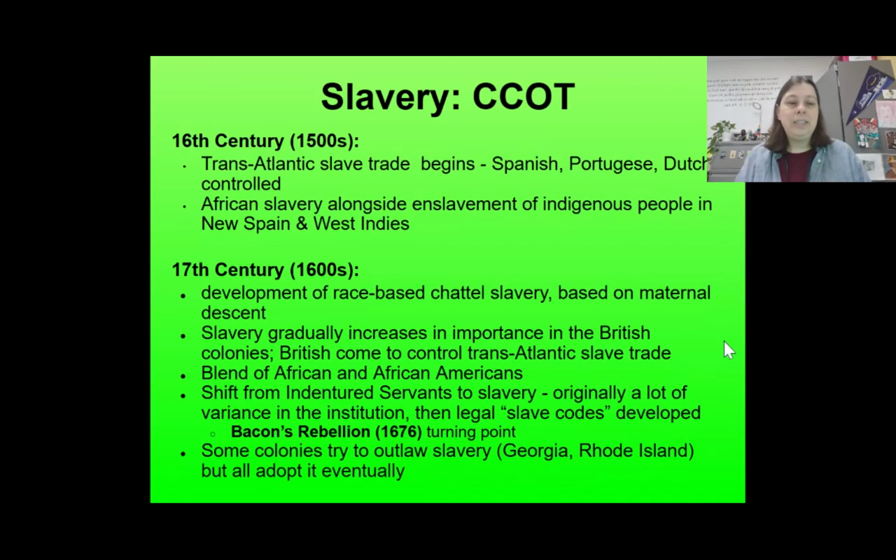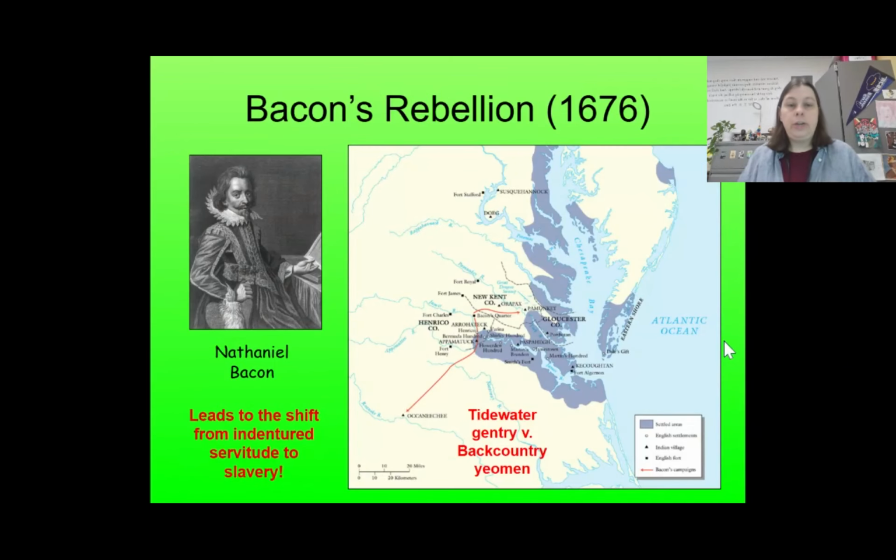Bacon's Rebellion is in 1676. This is a very useful date to remember, and it's easy if you can just remember it's 100 years before the Declaration of Independence. Declaration of Independence, 1776, Bacon's Rebellion, 1676. It's in Virginia. Don't get it confused with other big rebellions, King Philip's War or anything of that nature.